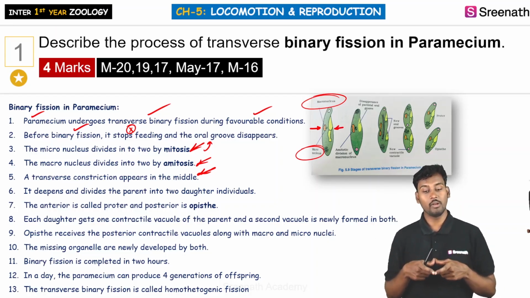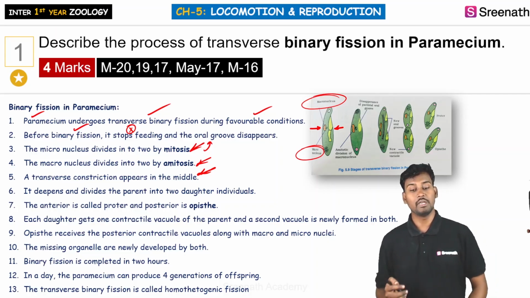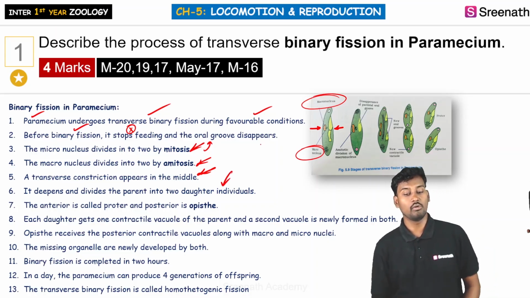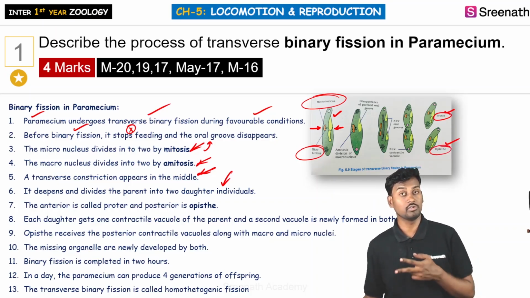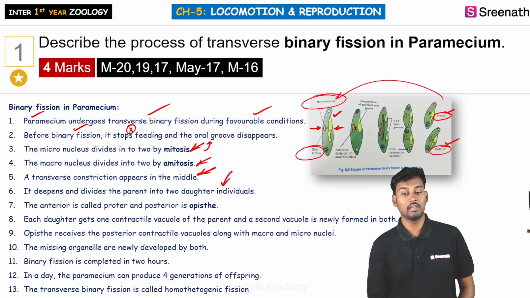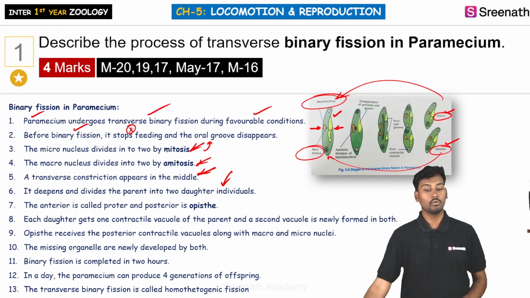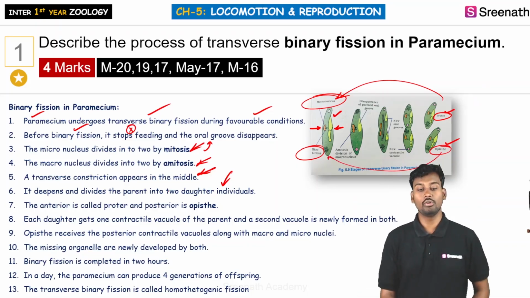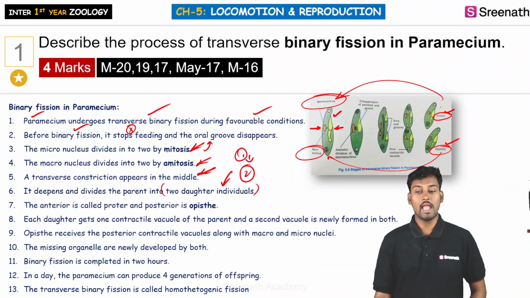A contractile ring will appear in the middle of the paramecium, which splits the paramecium into 2 daughter cells. So one paramecium will split into 2 daughter cells. One is the proter and the next is the opisthe. Proter and opisthe are the 2 daughter cells which are generally formed. The proter is the anterior part and the opisthe is the posterior part. These 2 daughter cells are formed out of one mother cell. The anterior is called the proter and the posterior one is called the opisthe.